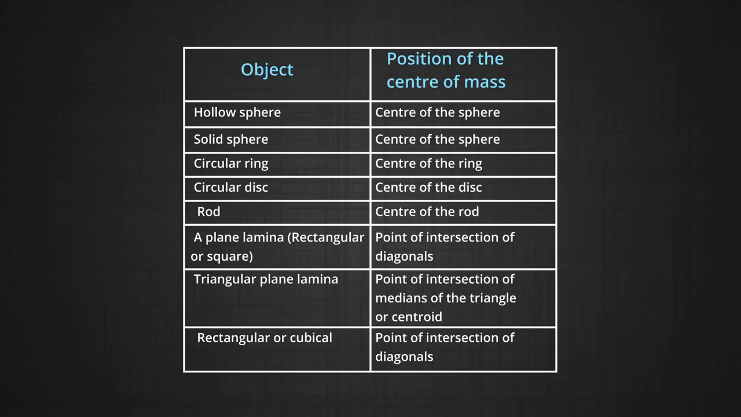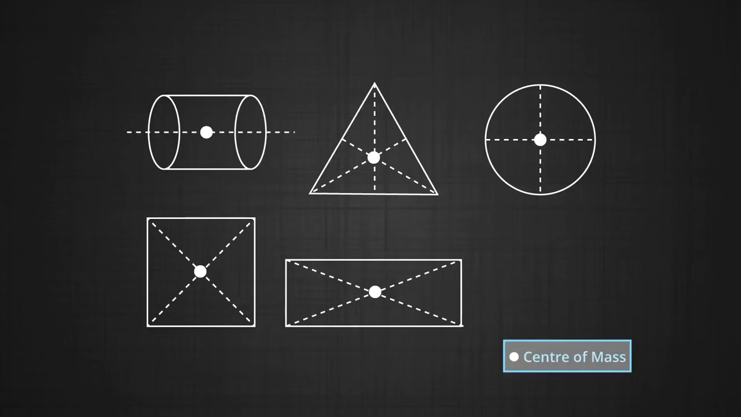For a plane lamina, which can be either rectangular or square, it is at the intersection of the diagonals. While if the lamina is triangular in shape, the center of mass is at the point of intersection of the medians, which is also called the centroid. But if you have a three-dimensional object, which is a rectangular or cubical block, then the center of mass is at the intersection of the diagonals.